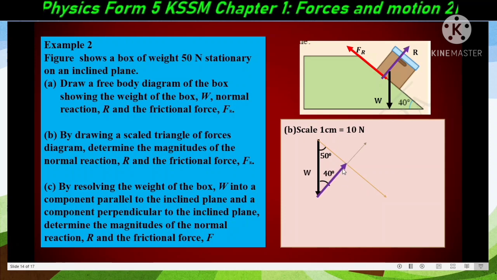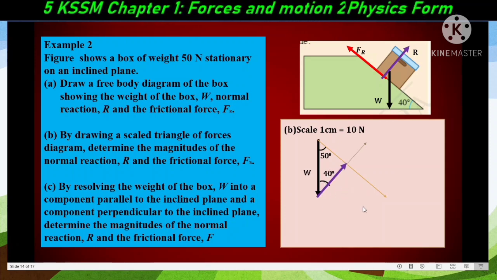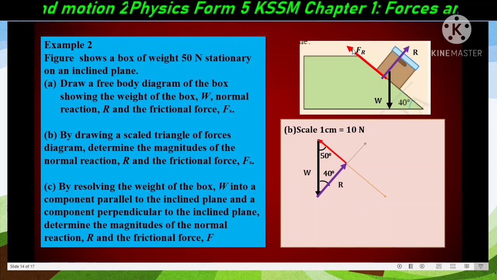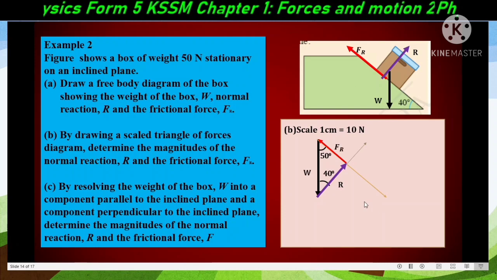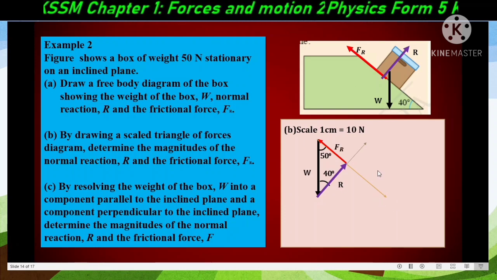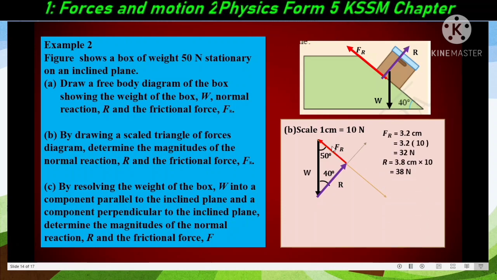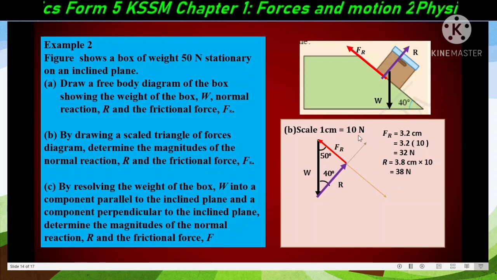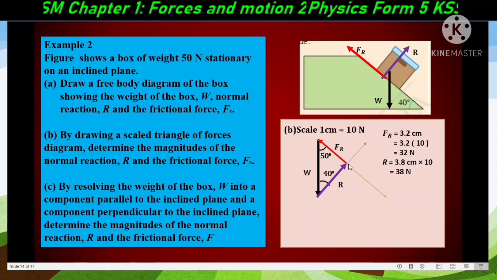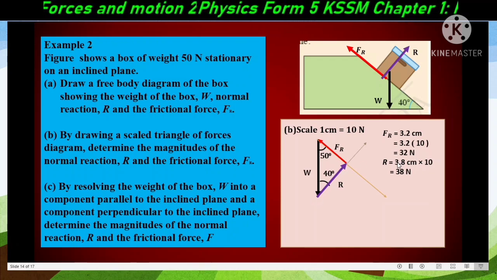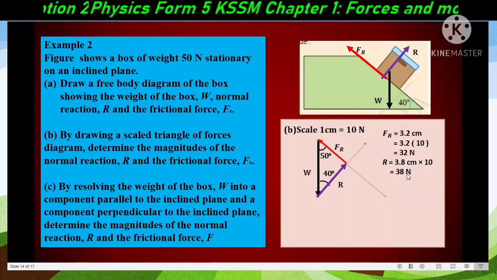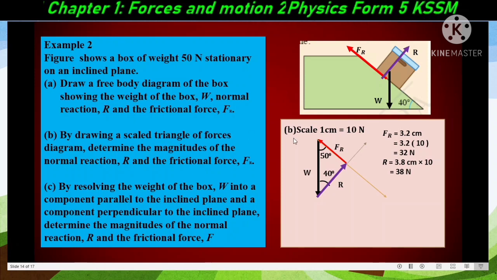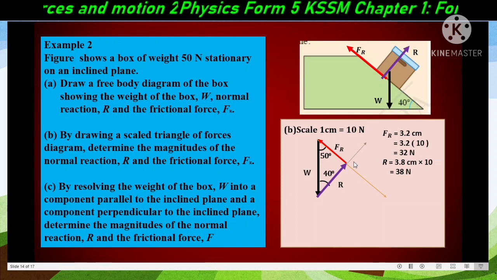So we can see this one represents R, and this one represents FR. How to get FR and R? Because this is a scale drawing, again you need to measure. For FR, use a ruler and measure, you get 3.2 centimeter. Then multiply with the scale, you get 32 Newton. R also the same, measure the length, you get 3.8 times 10 equals 38 Newton. This part we call the scale triangle of forces. The extra line here you can just rub off.